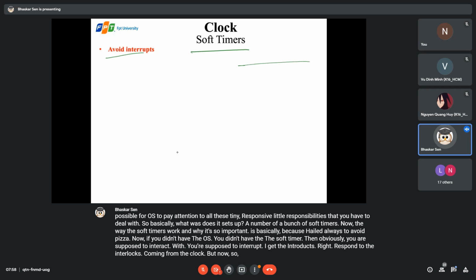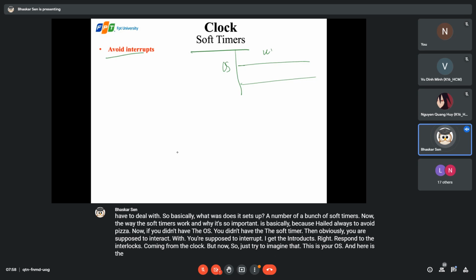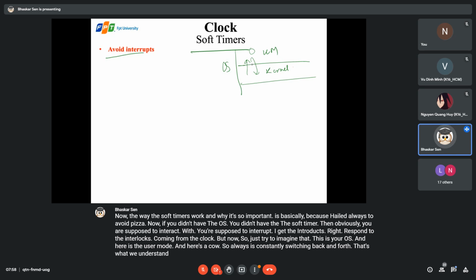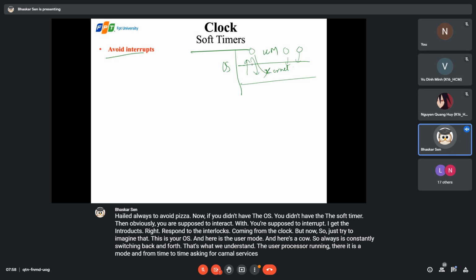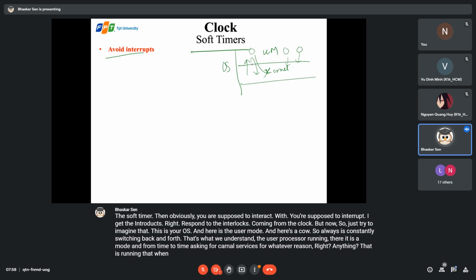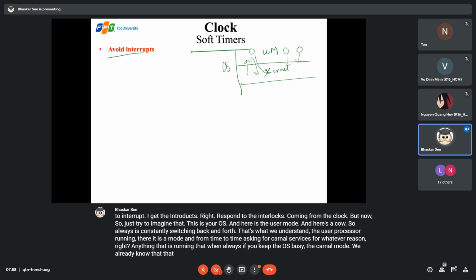But now, just try to imagine that this is your OS. And here is the user mode, and here's the kernel. So OS is constantly switching back and forth. That's what we understand. The user process is running there in the user mode, and from time to time asking for kernel services for whatever reason. Right. If you keep the OS busy in the kernel mode, we already know that will slow down the machine considerably. So what can we do?